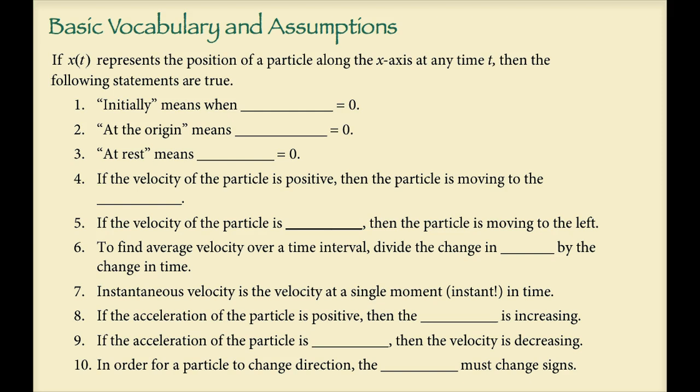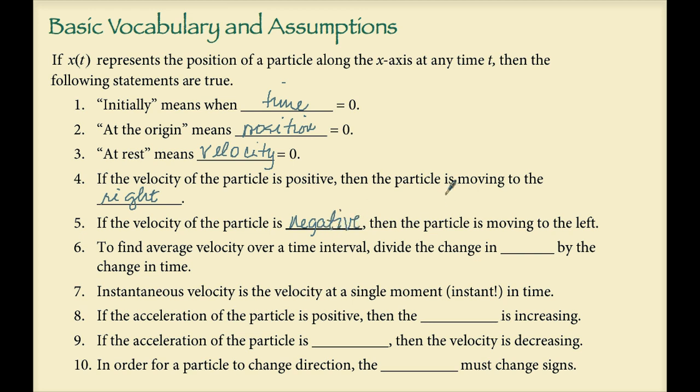Let's review some basic vocabulary and assumptions, just to be sure we always understand what the question is referring to. If x of t represents the position of a particle along the x-axis at any time t, then the following statements are true. Initially means when time equals 0. At the origin means position is equal to 0. At rest means velocity is 0. If the velocity of the particle is positive, then the particle is moving to the right. If the velocity of the particle is negative, the particle is moving to the left.